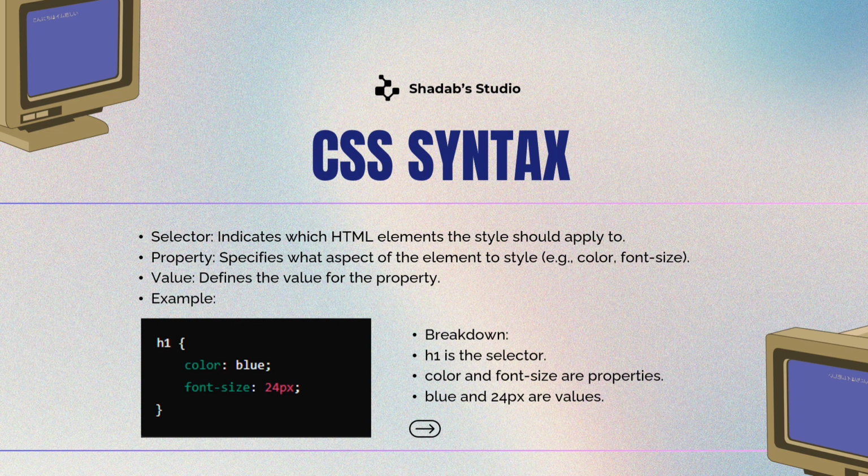Here is the example. By reviewing this example, you can see the first one here, the selector is h1. Then the properties are color and font size. And then the last one, the values are blue and 24 pixels. The result is that all h1 elements will have blue text with a font size of 24 pixels.